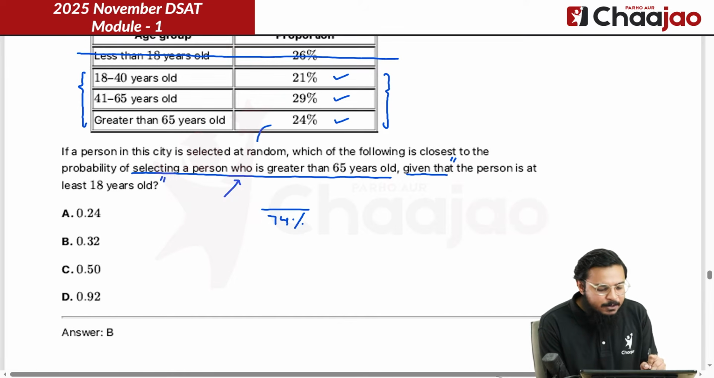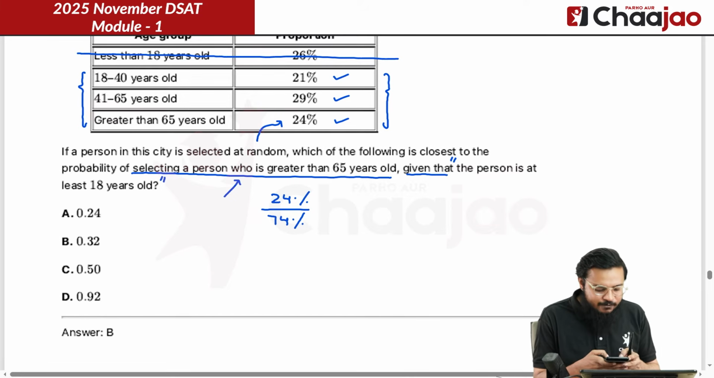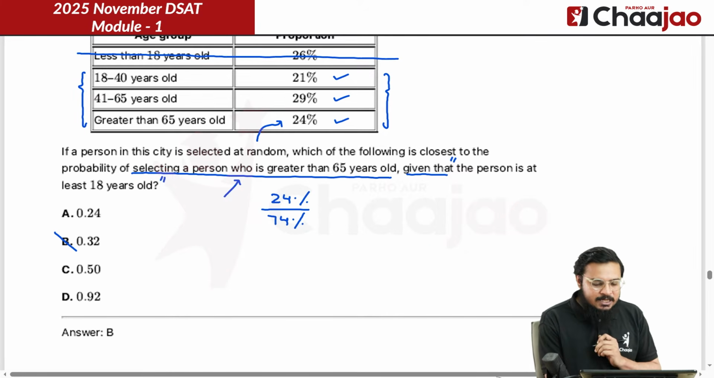And how many people are greater than 65 years old? That's 24% right over here. So 24% divided by 74%. And if you type this on your calculator, 24 divided by 74, you will get the fraction value as 0.324. That's closest to 0.32 as my right choice as answer option B.